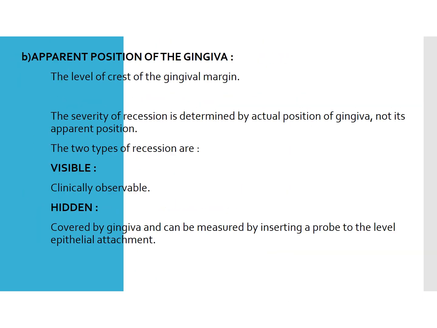So coming to the apparent position of the gingiva. The apparent position of the gingiva is the level of the crest of the gingival margin. So from the level of the crest of the gingival margin to the CEJ, that is the visible area we are seeing. But the severity of recession will be determined by the actual position of the gingiva, not its apparent position. Okay, there are two types of recession, visible and hidden.